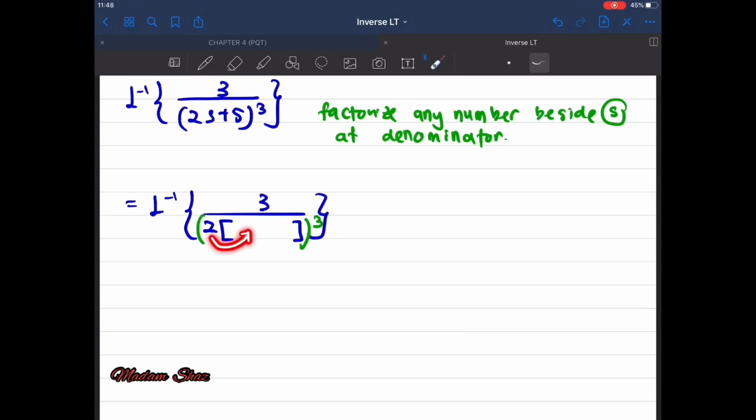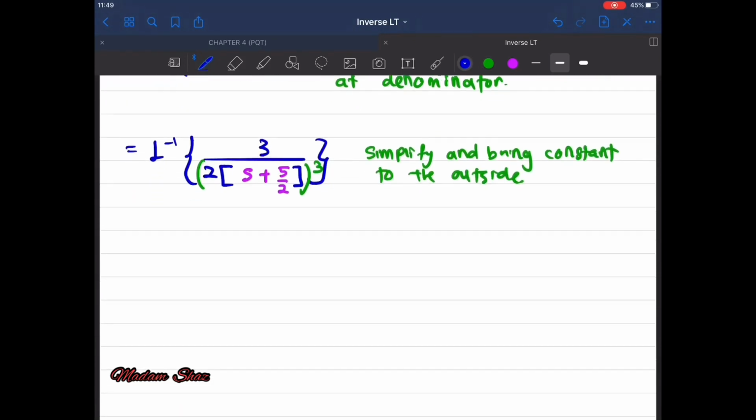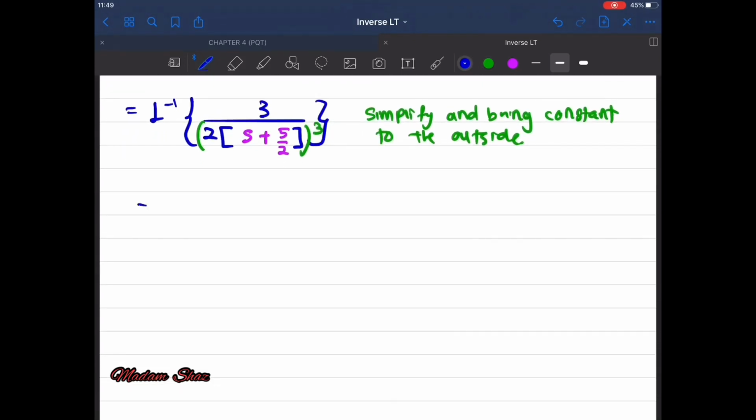2 multiplied with what, so that it will become 2s? So 2 multiplied with s. Plus, 2 multiplied with what so that it will become 5? So this one will become 5 over 2. So now we can simplify, and then you have to bring the constant to the outside. So let us simplify first.